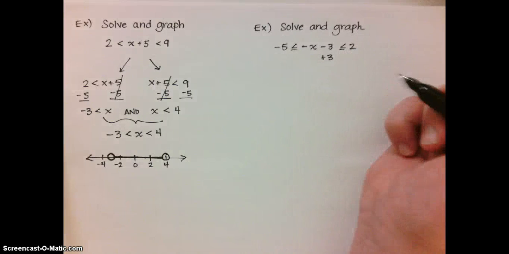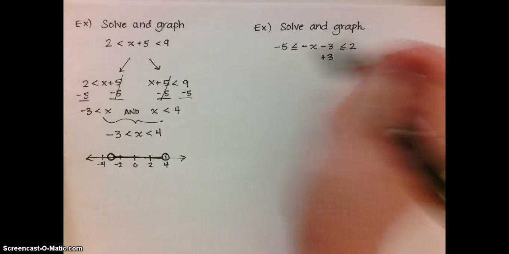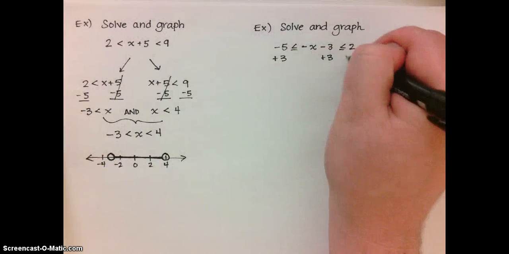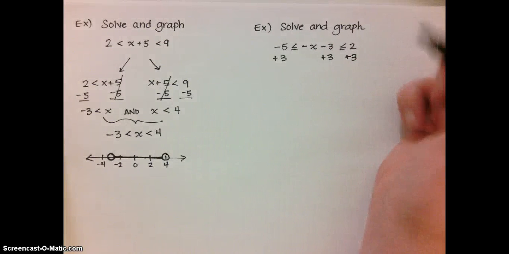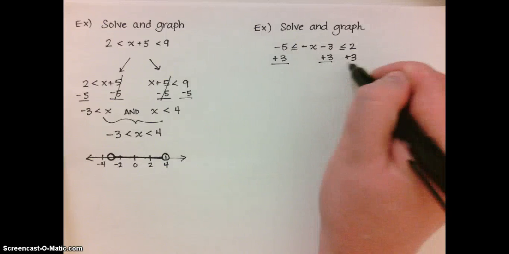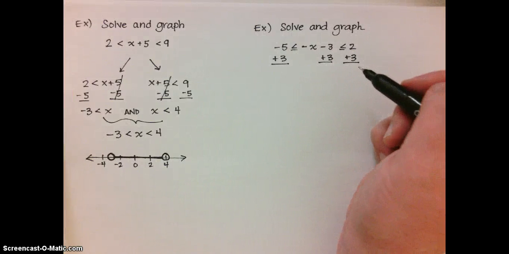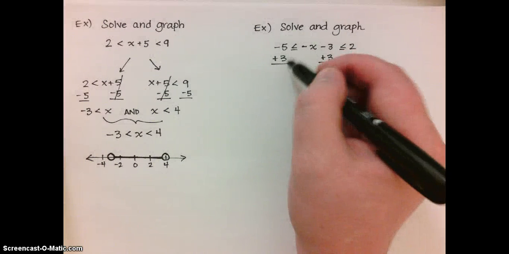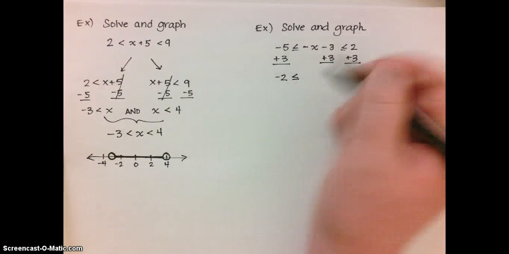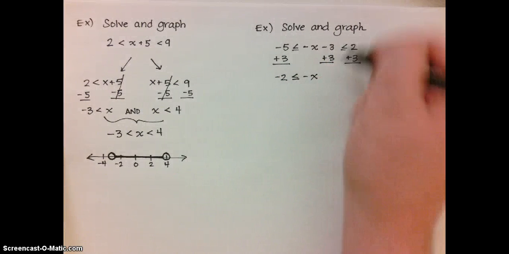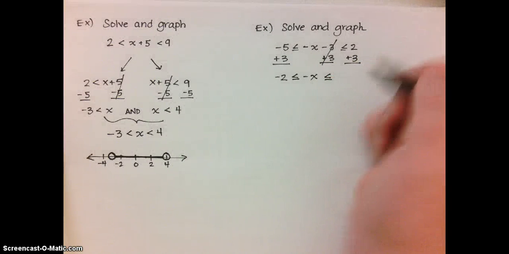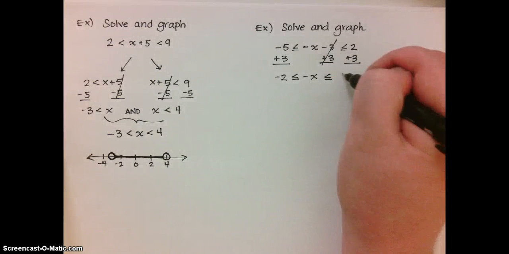So I'm not going to split it up this time. Instead, I'm going to add 3 to the left-hand side. I'm also going to add 3 to the right-hand side. And I already did that to the middle. So all parts of this compound inequality you're going to need to do it to. -5 plus 3 is -2. Rewrite it. Is less than or equal to -x. The 3's cancel out. I'm left with less than or equal to 2 plus 3 is 5.